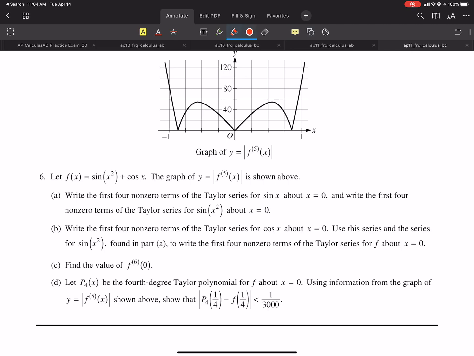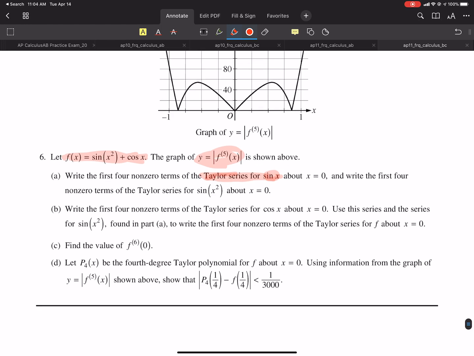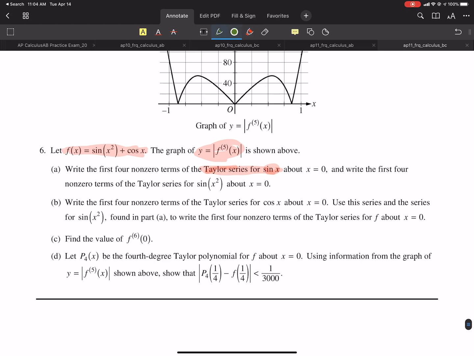It says we have a function f of x given. We have the graph of the fifth derivative of f. So we want the Taylor series for sine x. And I mentioned this to you. You're not required to know that off the top of your head, but I think all of you do. But you might be asked to create it from scratch. So in essence, you're going to need to know it anyways. So let's take a look at this. Let's do part A.